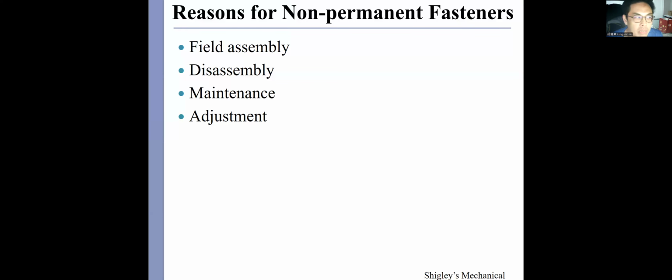And if this component is non-permanently fastened or assembled, that means this machine or component is easy to maintain, right? If some part of it fails or is broken, we can just replace it, just disassemble it. And also, if this machine is required to be adjusted for long-term use. So the reason for the screw and the fastener is for non-permanent fastening. Okay.